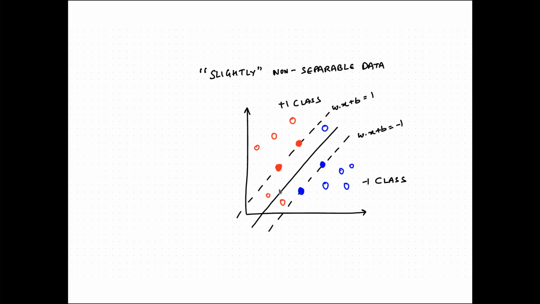And for the red case, we see there are two types of examples. One example is on the wrong side of the margin, but is still correctly classified, because the classification is based on which side of the separating hyperplane you're on. And then there is a point which is on the wrong side of the hyperplane. So this particular point is indeed wrongly classified.